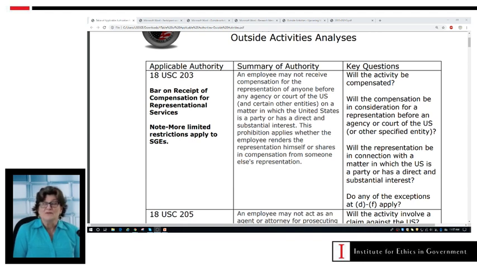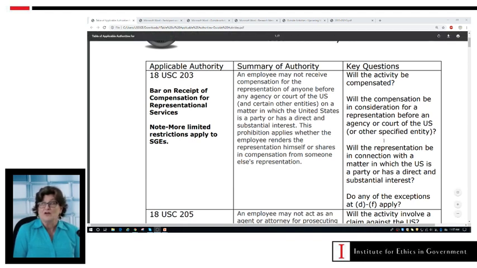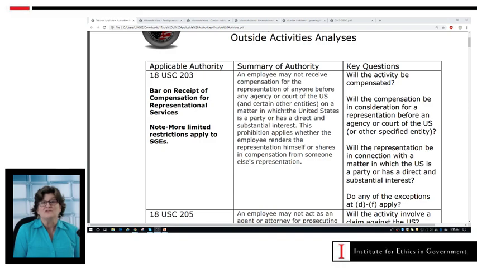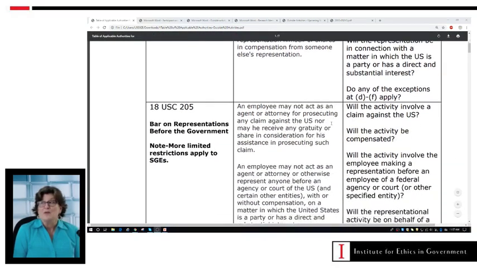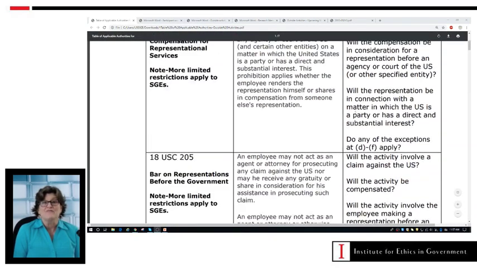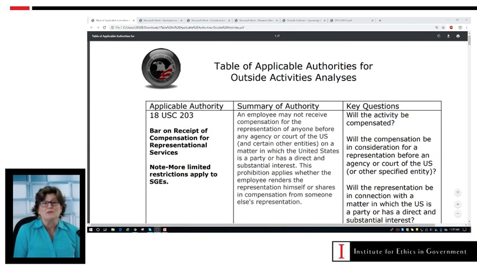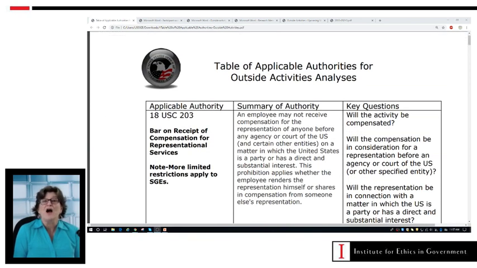And to assist you in that, the key questions at the far right of the document are precisely to try to get at whether, based on the facts that you have, it is likely that the elements of that authority are going to be met. It gives you an indication of the kind of information you're going to need in order to determine at a basic level whether you should flag this authority as potentially being implicated.